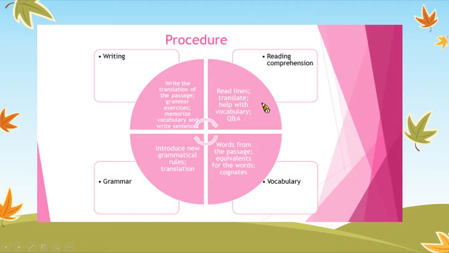And the last stage in this procedure of teaching by using the method is about writing. So students will be asked to write a translation passage. For example, they have been learning something like The Little Red Riding Hood today. So the teacher will ask students to translate each sentence in this story. And also, the grammar exercises will be provided to help students to be more familiar with the grammar rules they learned today. And also, they need to memorize all of the new vocabulary they learned today. And they will also be writing sentences to help them understand the meanings of these sentences more clearly.